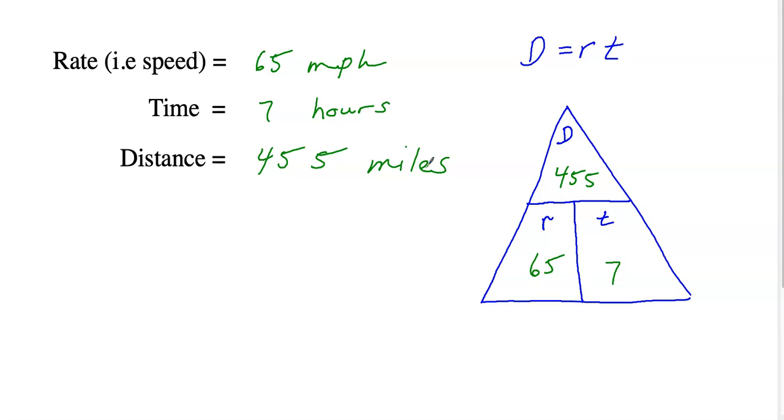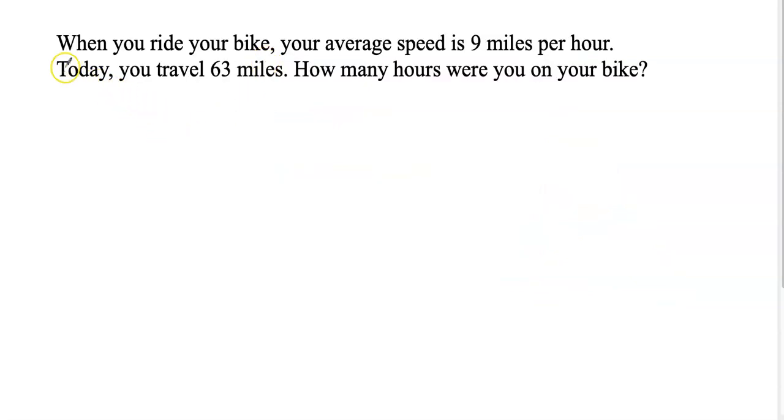Let's look at some story problems. Let's say we have the following problem. It says, when you ride your bike, your average speed is 9 miles per hour. Today you travel 63 miles. How many hours were you on your bike?